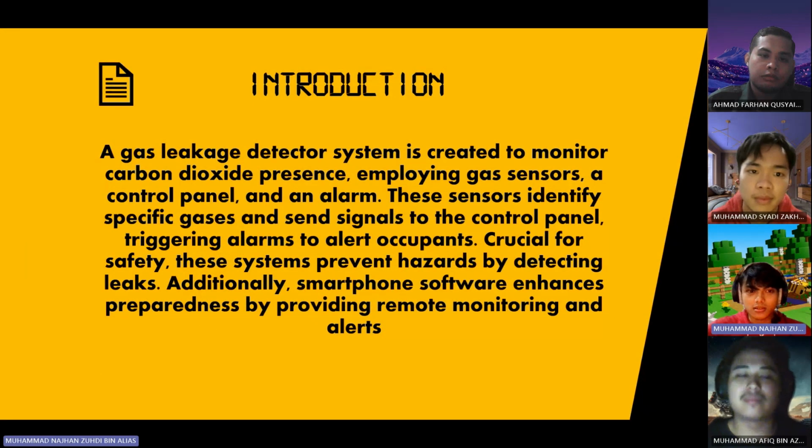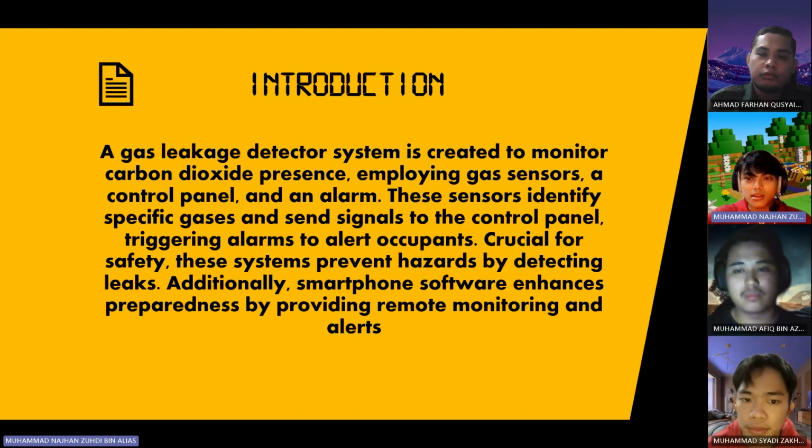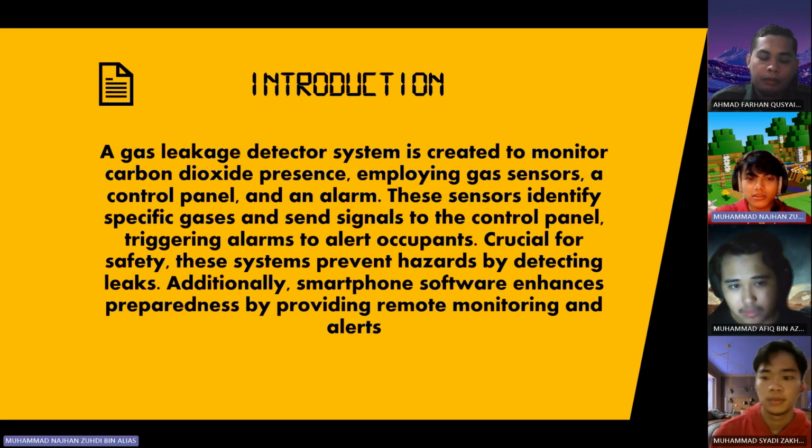This project is called gas leakage detector system. This project is created to monitor carbon dioxide presence employing a gas sensor, a control panel and an alarm. The sensor identifies specific gas and sends a signal to the control panel, triggering alarms to alert occupants. Crucial for safety, this system prevents hazard by detecting leaks. Additionally, smartphone software enhances preparedness by providing remote monitoring and alerts.